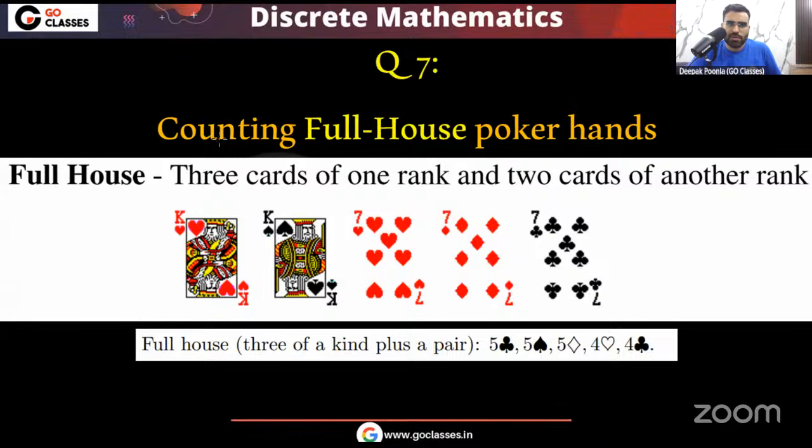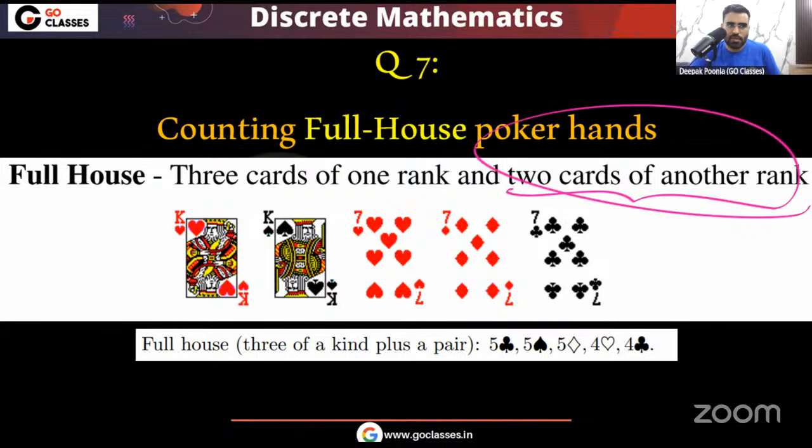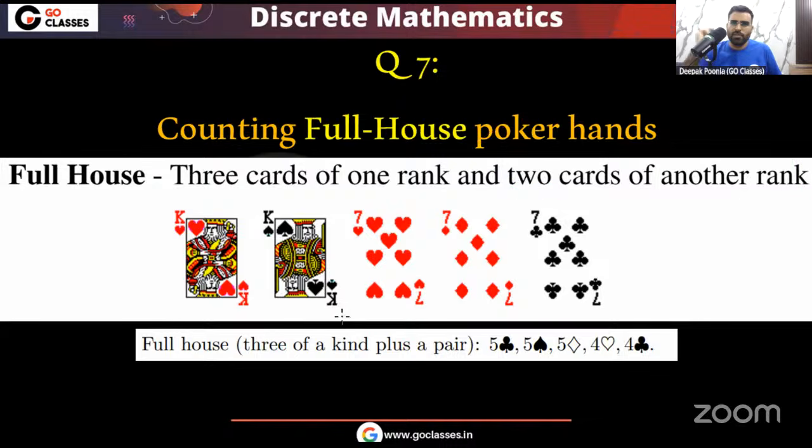Let's solve question number 7. Counting full house poker hands. The definition of a full house poker hand is given to you: 3 cards of the same rank and 2 cards of another rank. Basically, in total we must use two values. For one value, two cards. For one value, three cards. I hope you understood this.